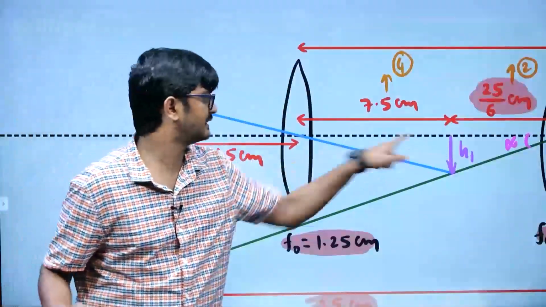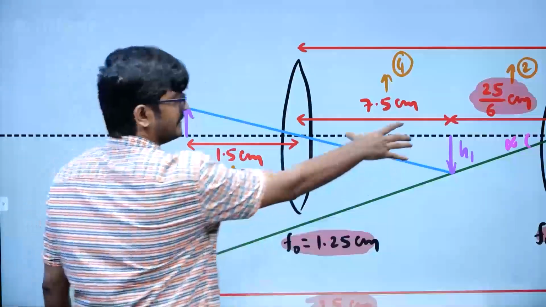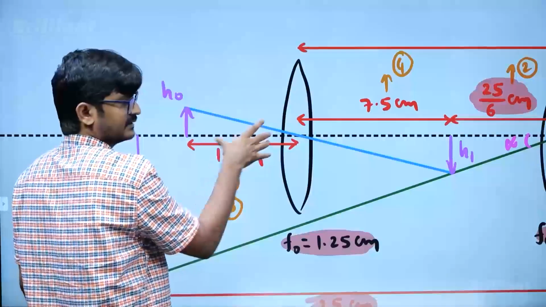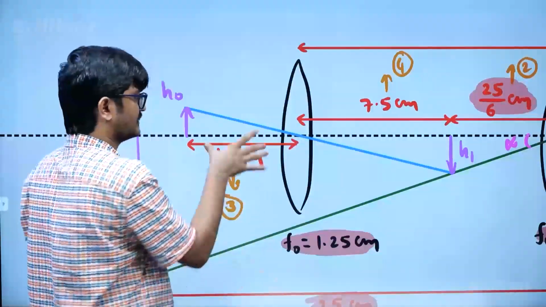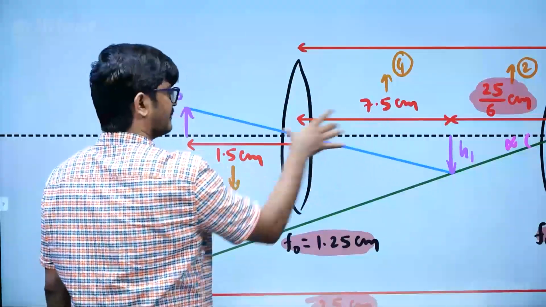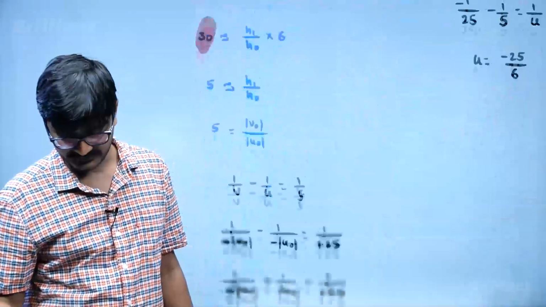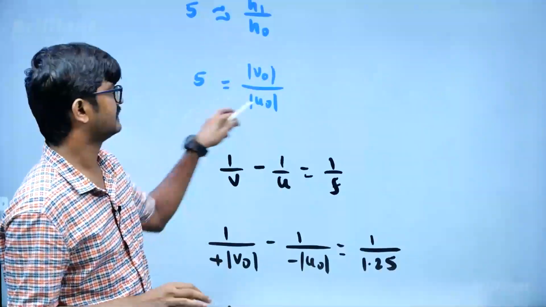Now h1 by h0 is nothing but this distance by this distance ratio, right? Now this is the image distance, this is the object distance for the objective. So I am calling this one as u0 and v0. So h1 by h0 is magnitude of v0 by magnitude of u0, sorry. Right? So now we know this thing.